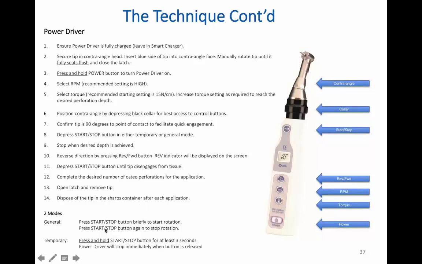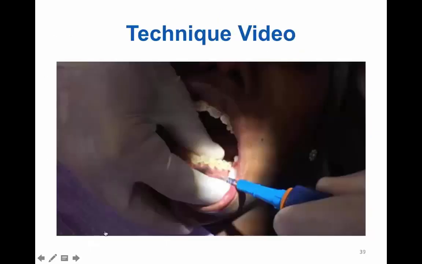It is extremely easy to use, and again, you've got two different modes with this. You've got pressing the start-stop button briefly to start the rotation and stop the rotation, and then the temporary method, which is you press and hold the start-stop button, and then it stops immediately when you release the button. I actually like this temporary mode where I can keep my finger on the button, and then just when I lift up, it stops. It just works for me.